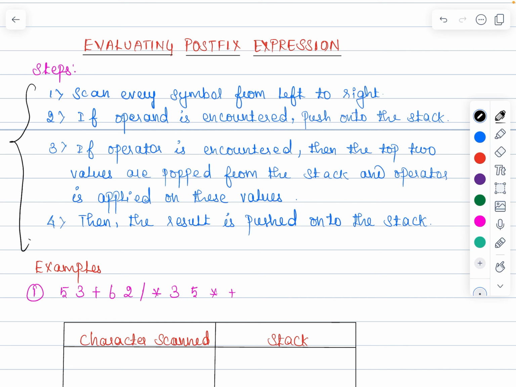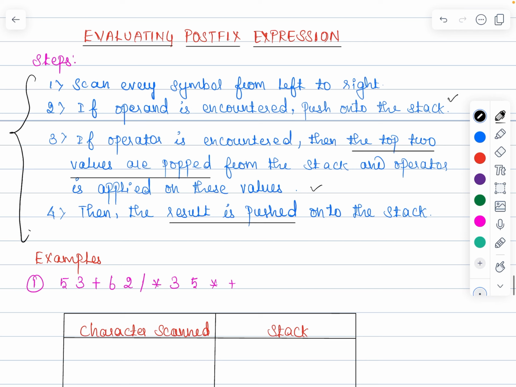The very first step is that every character of the postfix expression is scanned from left to right. The second step is that if the character encountered is an operand, it has to be pushed onto the stack. If the character encountered is an operator, then the top two values are popped from the stack, the operator is applied among those two values, and then the result must be pushed onto the stack. We repeat this until we complete scanning all the symbols of the input expression.